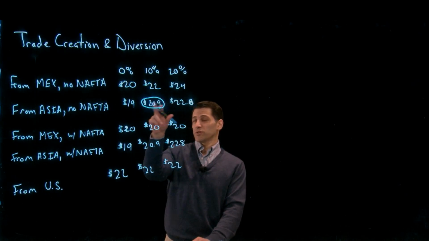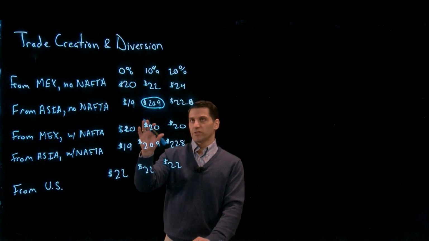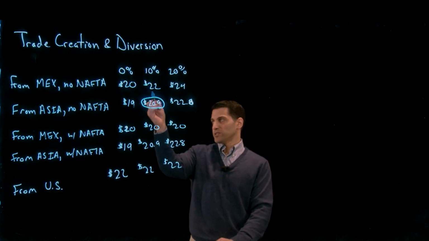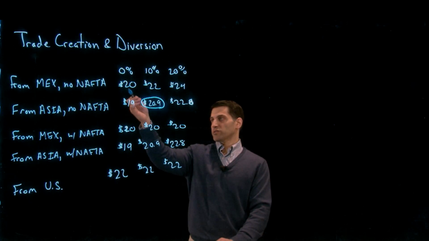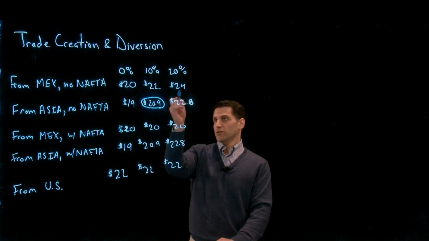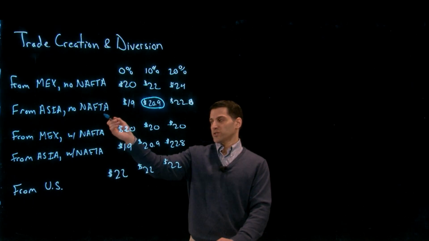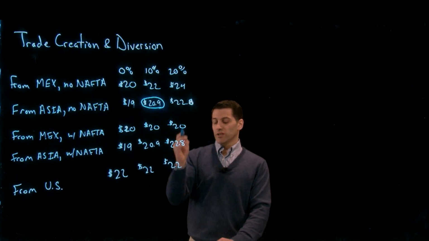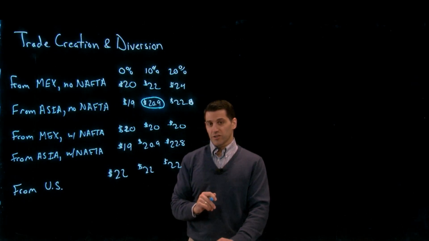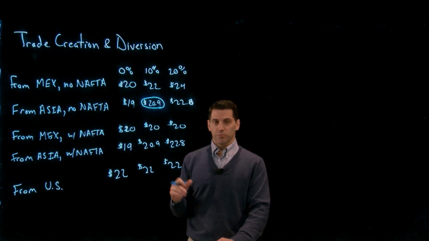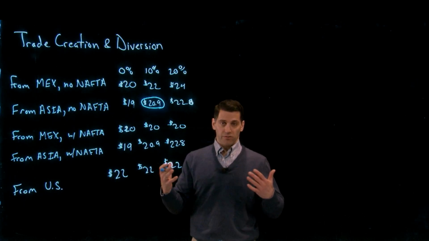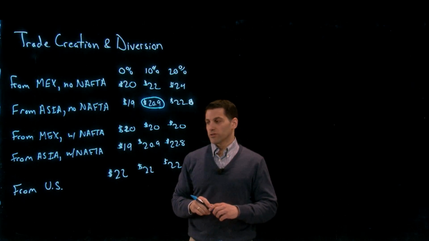Now, if the tariff was 20% and we don't have NAFTA, now we end up raising, with that 20% tariff, the price of the auto parts from Mexico to $24. The price for an auto part coming from Asia goes to $22.80. There we would actually end up buying only domestically made auto parts. We wouldn't end up importing any because the tariff effectively prices out the imported goods.